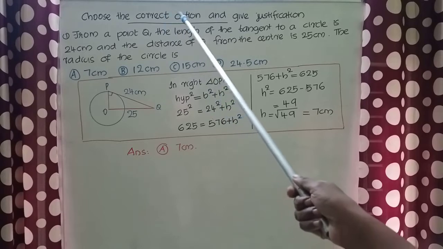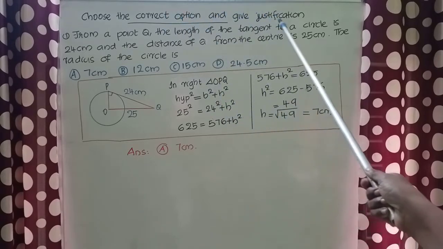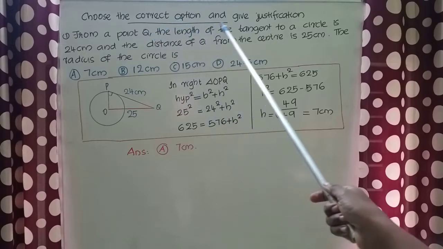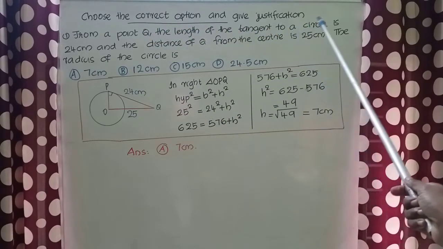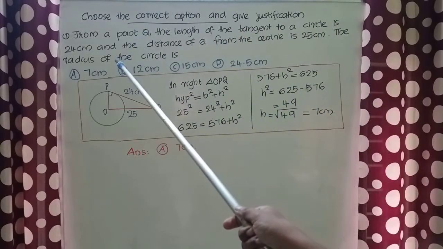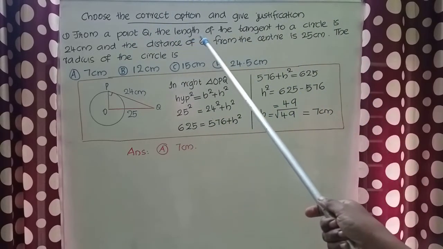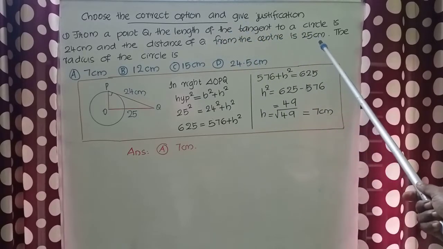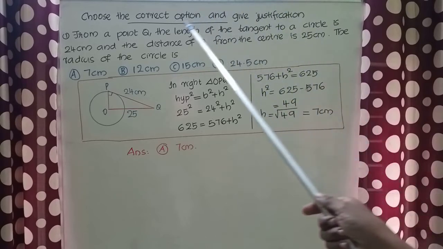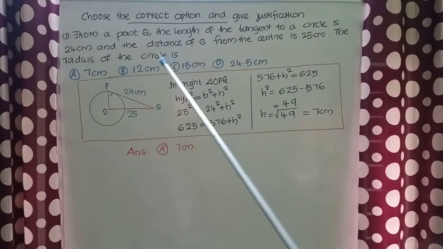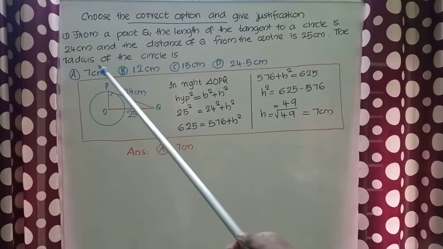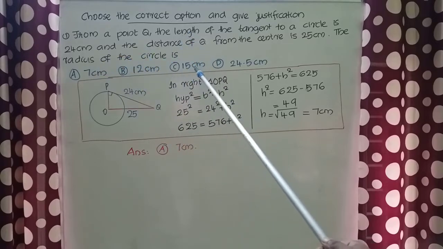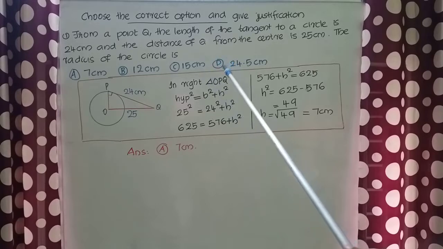Choose the correct option and give justification. From a point Q, the length of the tangent to a circle is 24 cm and the distance of Q from the center is 25 cm. The radius of the circle is option A 7 cm, option B 12 cm, option C 15 cm, option D 24.5 cm.